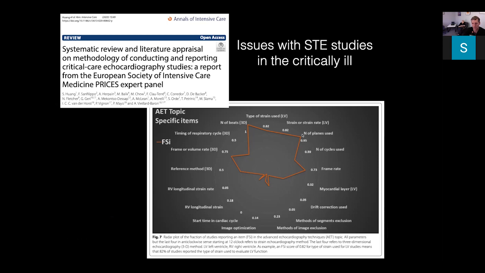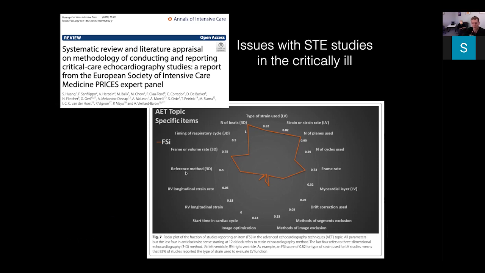And you can see here that the orange lines show all the studies that did speckle tracking in the last 25 years and what they reported in their methodology. If it's 100%, everyone reported it. If it's 50%, only 50% of them reported it. And so you can see there's a bit of a disparity.